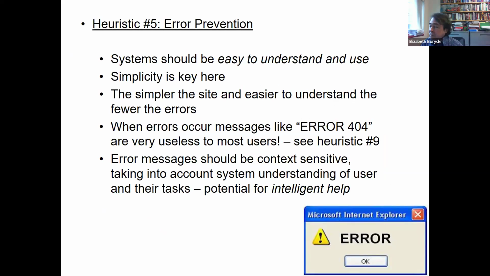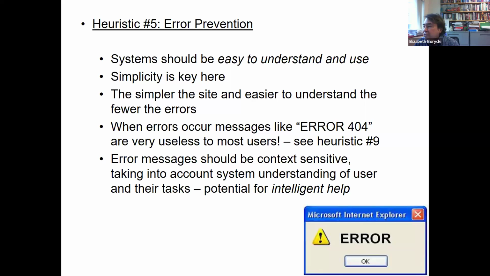Error prevention. Systems should be easy to understand and use, harder to make errors, and when we get an error, still to this day, there are many systems that come up with unintelligible error messages. This one was way back from Apple days, but I've seen them as recently as last week where an error message is unintelligible, wouldn't know what it meant.